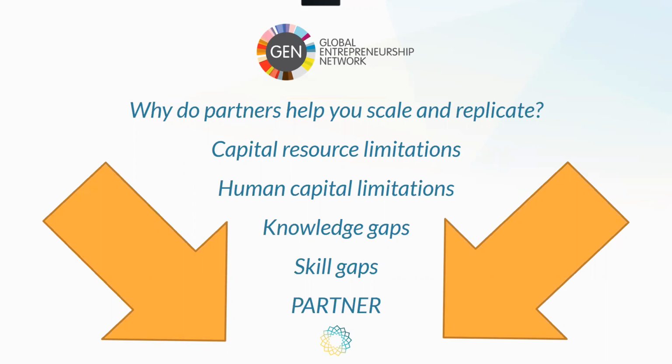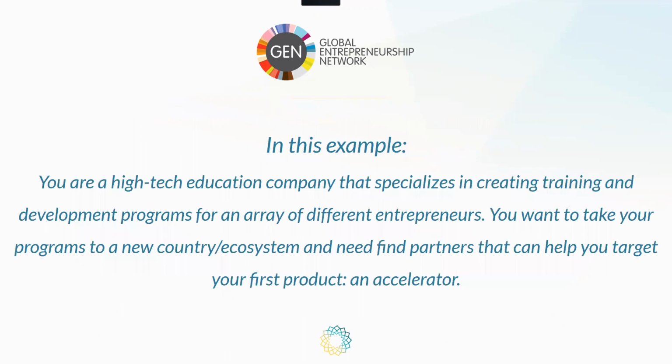The fact that we have limited human capital means that there are definitely knowledge gaps on the team that we need to fill, and those knowledge gaps lead to skill gaps. And that's why the partner becomes so perfect. Everything funnels down to the conclusion that we need a partner.